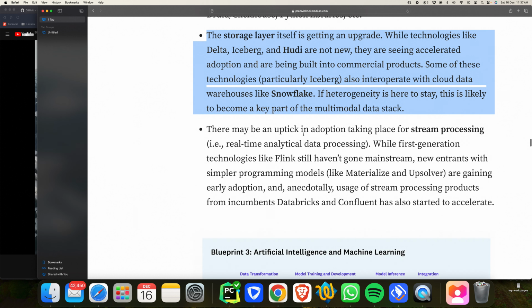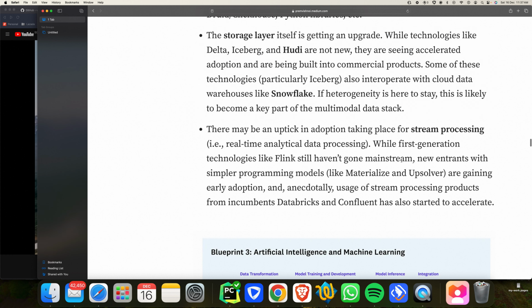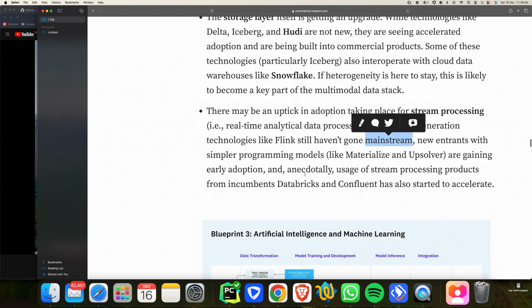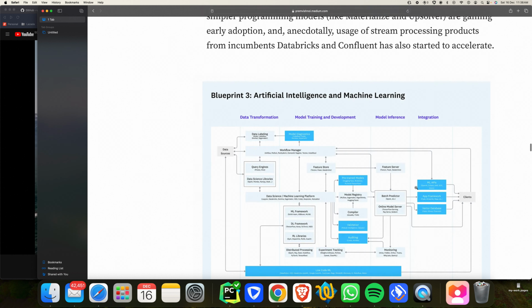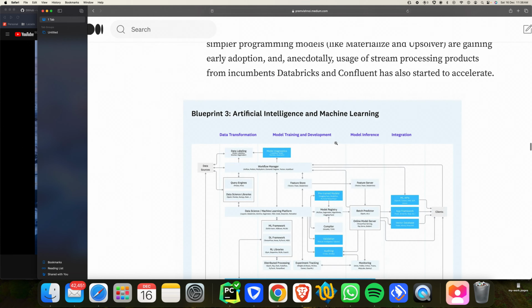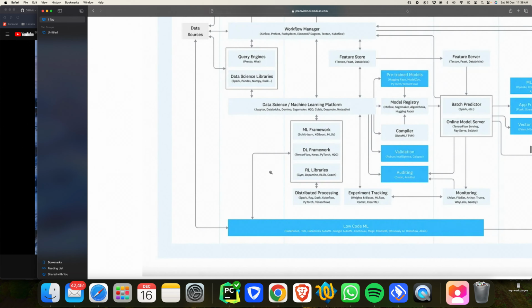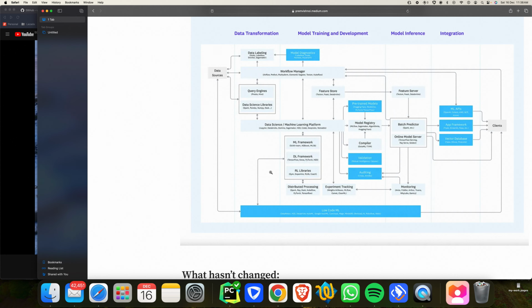There may be an uptick in adoption of streaming processing and real-time analytical data processing, while first-generation technology like Flink still hasn't gone mainstream. New entrants with a similar programming model, like Materialize and Upsolver, are gaining early adoption, and early use of stream processing in products from Iceberg, Databricks and Confluent has also started. Artificial intelligence is also going to change, and new adoption and technology remain the same.